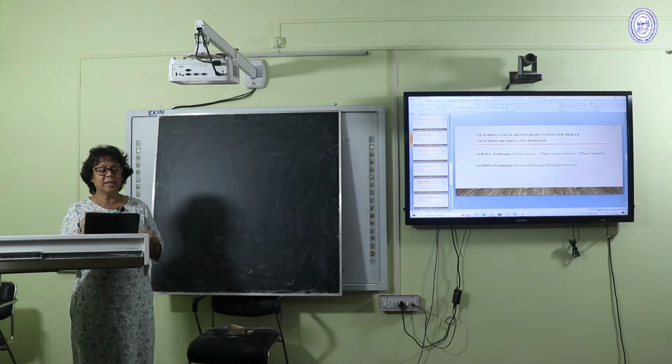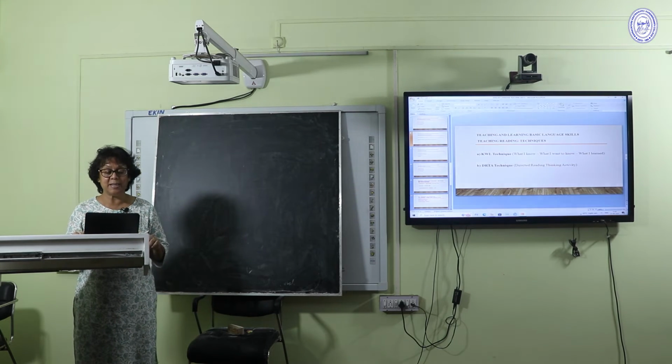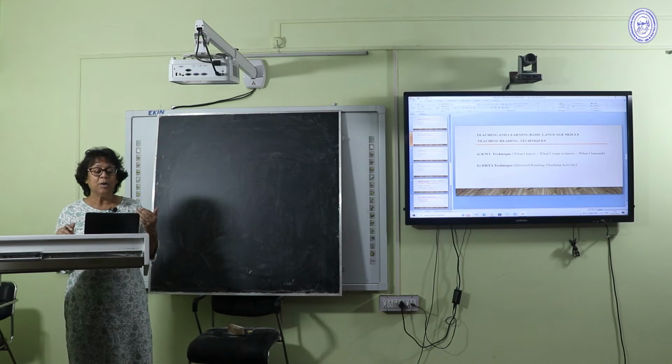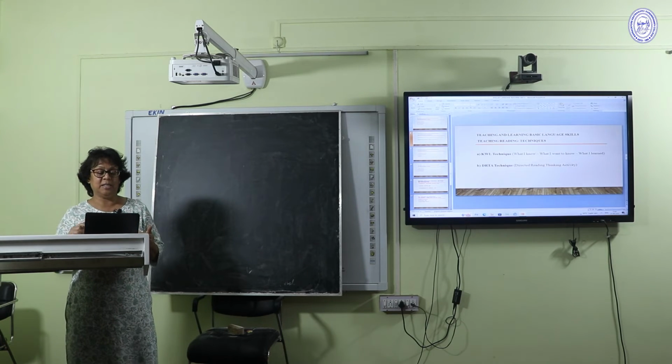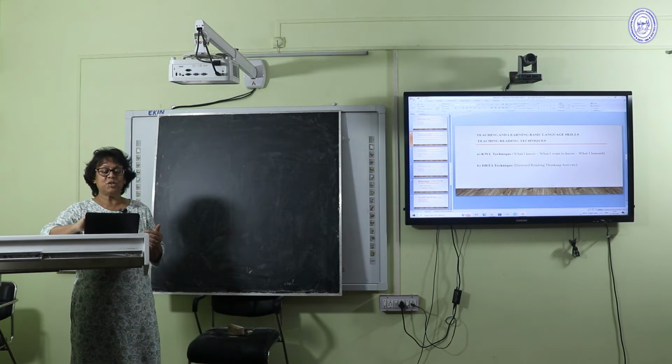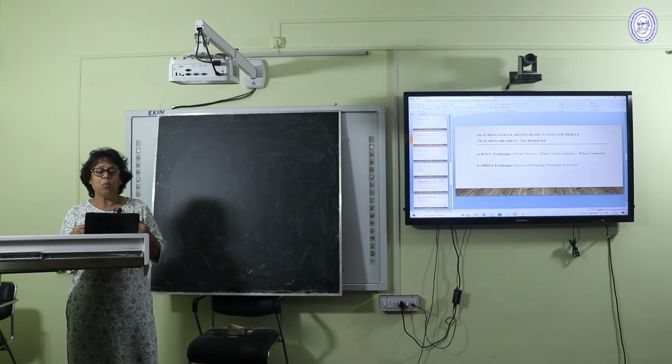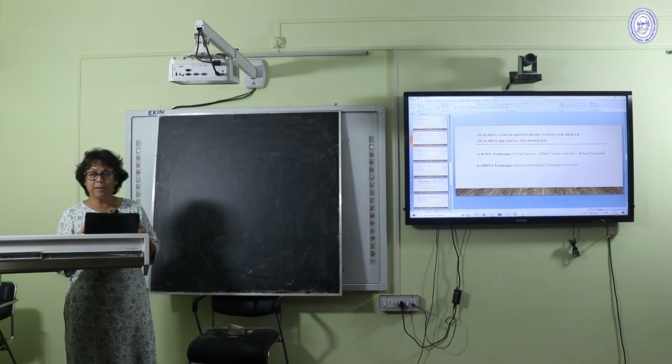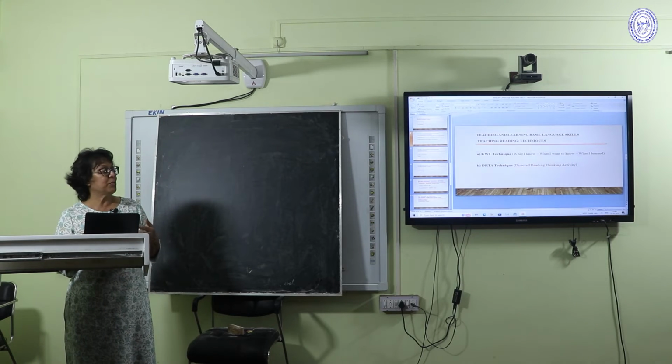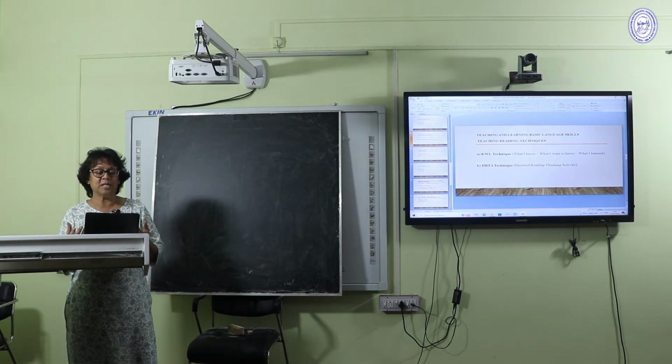The next technique is the DRTA technique, or the Directed Reading Thinking Activity. In this technique, the teacher asks students what they think a story or text with a title like this might be about. Students then read part of the story or text.